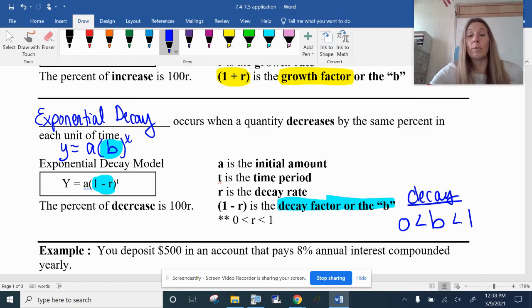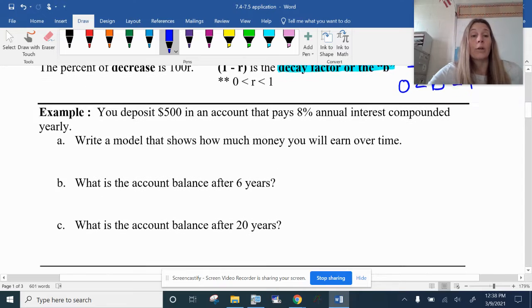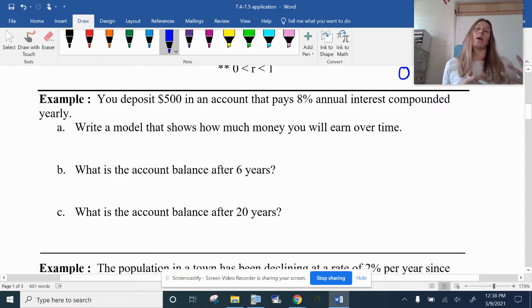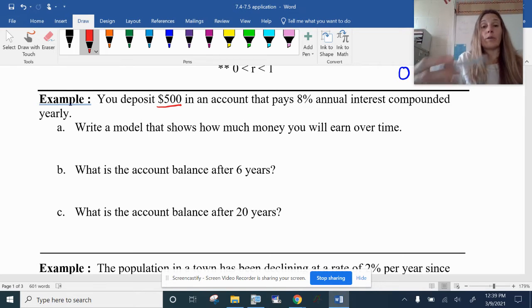Okay, so when we solve these problems, the first thing we have to decide is if it's exponential growth or decay, so that we know which formula we're using, and then we can put in the appropriate information from there. So if we look at this example here, we want to look for a keyword that tells us, is this item or money or whatever it is going to increase and grow, or is it going to decrease or decay? So if we look at this first problem, you deposit $500 in an account. So you're putting money into an account, and it's paying 8% annual interest. And interest is money that you're making on your money.